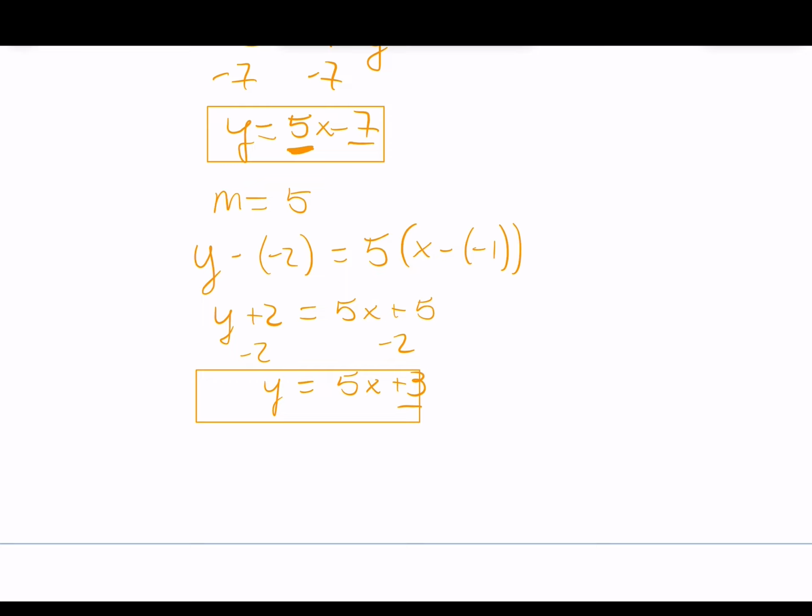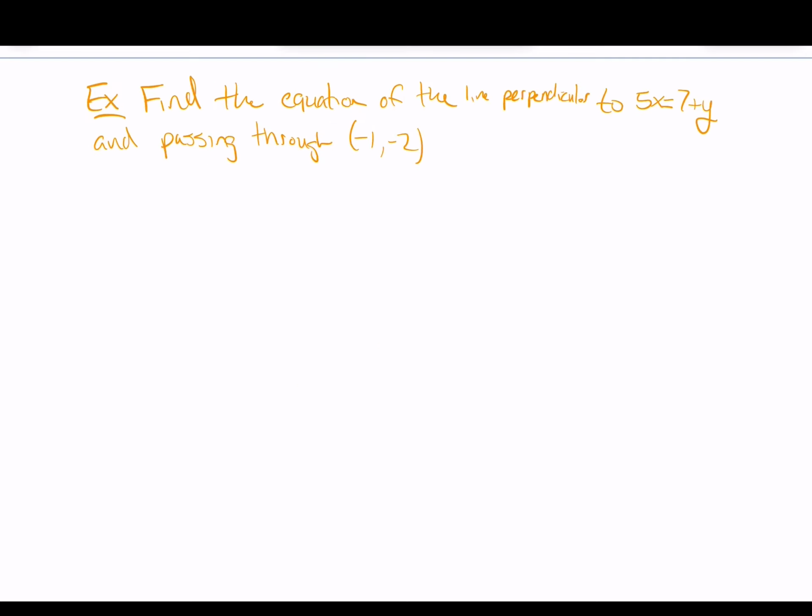Now let's find a line perpendicular to a given line. This time we'll use the same equation and point, but this time we want to find the equation of the line perpendicular to 5x equals 7 plus y passing through -1, -2. So this time we'll solve again for y. We'll subtract 7 from both sides and get y is equal to 5x minus 7. That's our slope, 5. So our slope of our second line is the negative reciprocal, or -1/5.